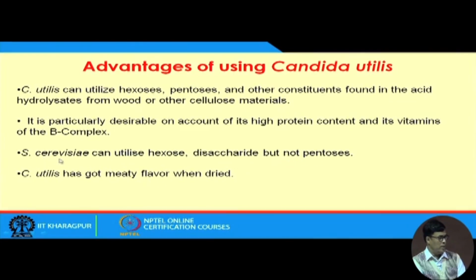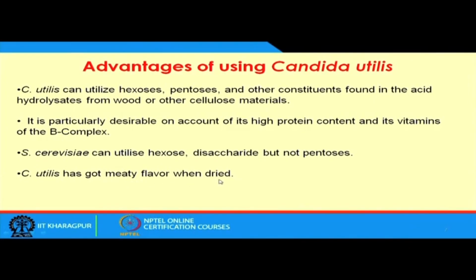Saccharomyces cerevisiae can use hexoses and disaccharides, but not the pentoses. It has the invertase enzyme, and due to the presence of invertase, sucrose is degraded to glucose and fructose. Candida utilis has a meaty flavor when dried. This is one very important aspect: when you dry Candida utilis, a meaty kind of flavor is developed.